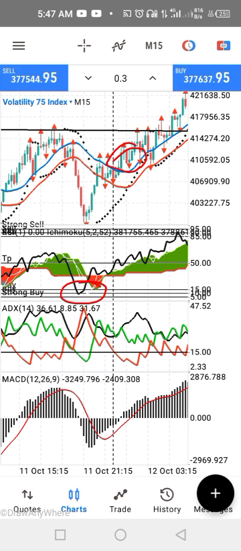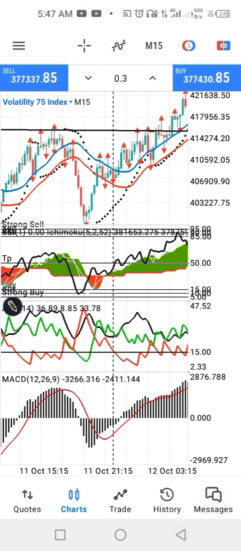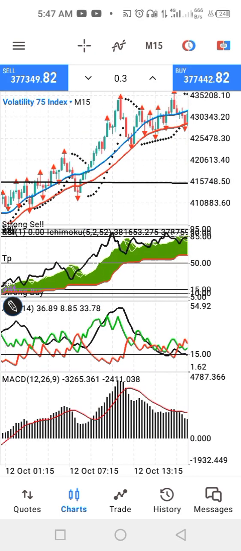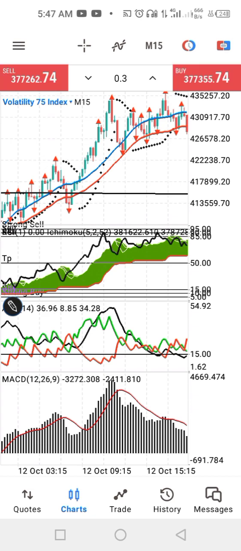Now take a look at our ADX. Can you see the green crossed above the red, and our momentum, which is the black line, is above the 15 level, telling you to buy, and the MACD is going up. Can you see that? It bought. And what happened afterward? It went up. Can you see, guys? Wow. This is a lot of money to be made.